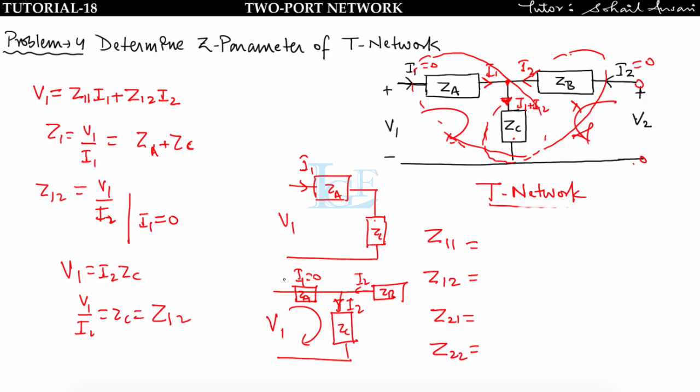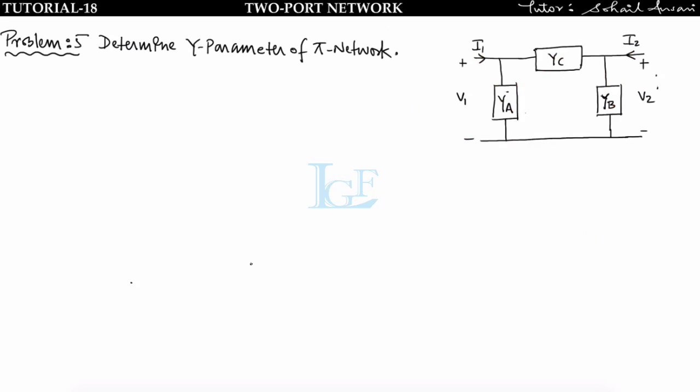In this way we can find all the Z parameters by open circuiting the input or the output terminal. Finally I will get Z11 is equal to ZA plus ZC, and Z22 is equal to ZB plus ZC. Similarly, Z12 is equal to ZC and Z21 is equal to ZC. Remember this. Let us take one more problem. We have to find the Y parameter of pi network.